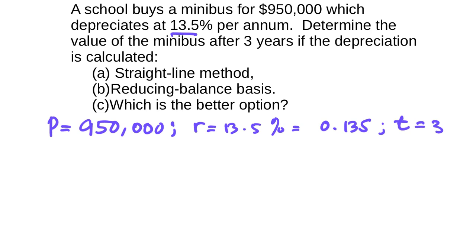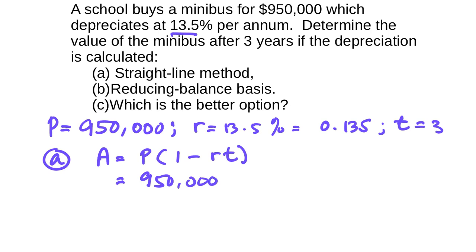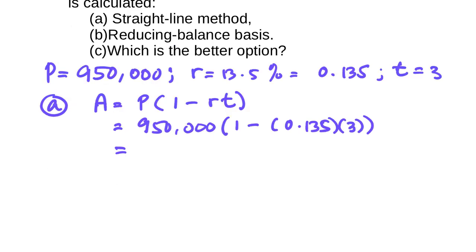T is 3 years. So for letter A, let's look at our straight line method. The straight line method is A is equal to P(1 minus RT). Here, that's going to give you 950,000 multiplied by (1 minus 0.135 multiplied by 3). Put that in your calculator. This should give you an amount of 565,250.